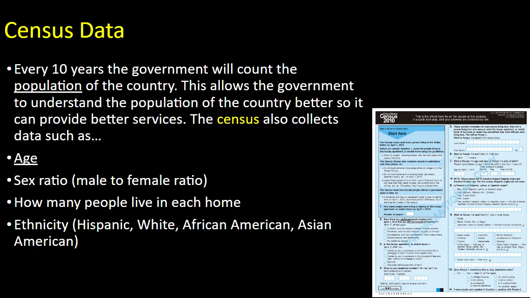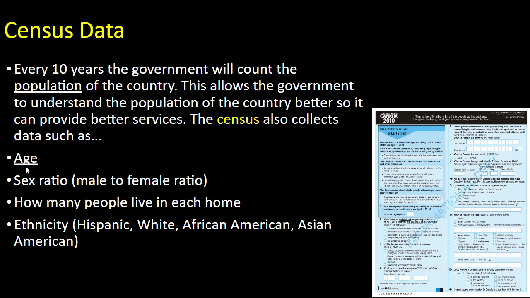It allows the government to understand certain populations, population densities, who lives where, what kind of ages, the sex ratio, how many people live in each home, and the ethnicity. This gives us a lot of information. The government uses the information for tax purposes, for a variety of things. But it will also give businesses the data about certain clients that they could have, where they should put a business, and why they should put the business in that location.